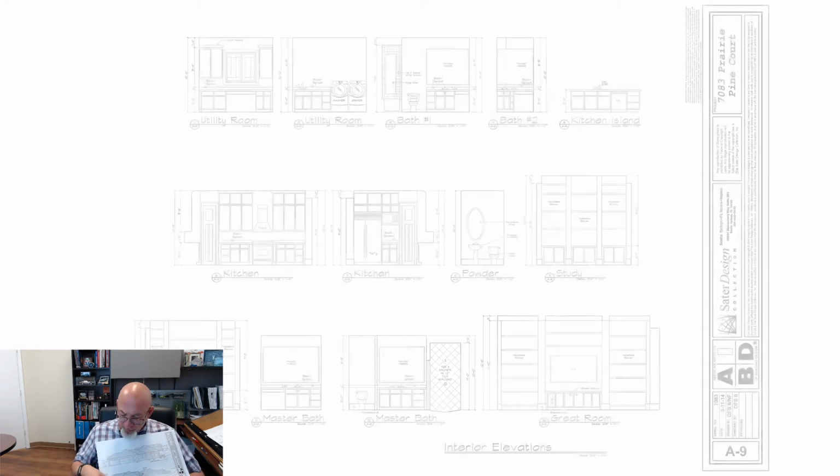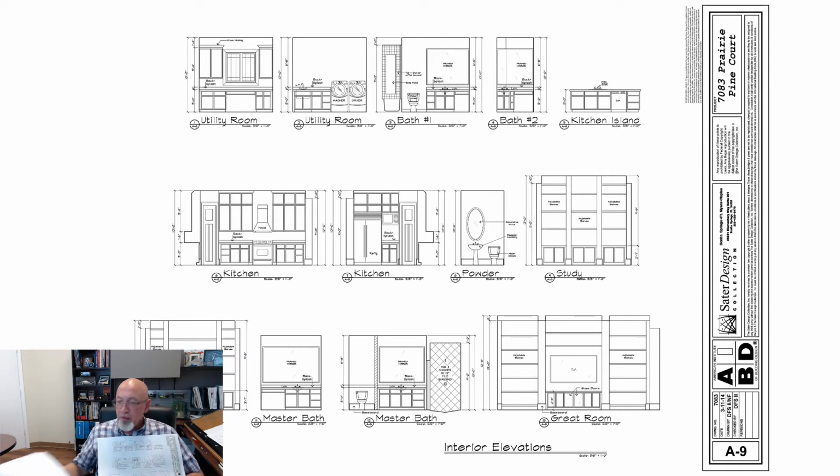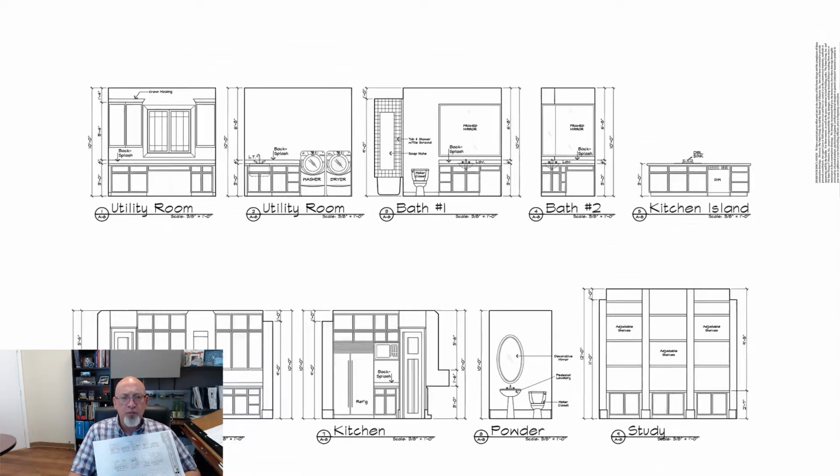The next sheet we have, in this case in the Prairie Pine Court, is the interior elevations. That's one of the things we take a lot of pride in as far as design firms. A lot of times they won't include an interior elevation sheet, but we think it's important. We don't cover every interior elevation.